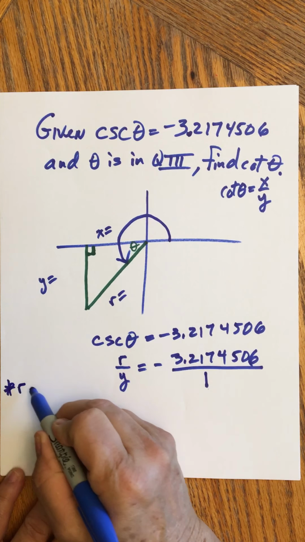All right. x is negative 3.0581102.02085. Okay? So that's x.